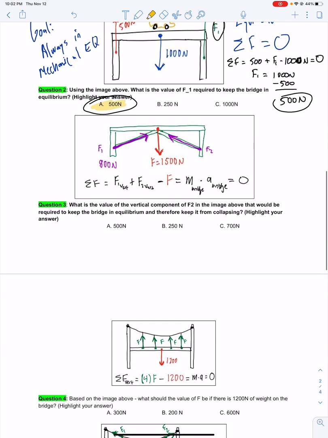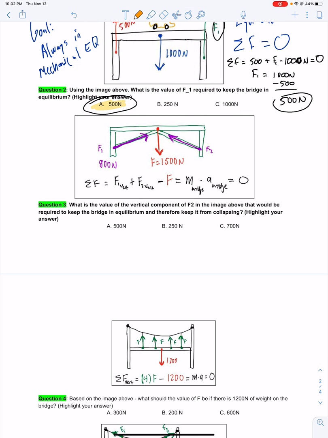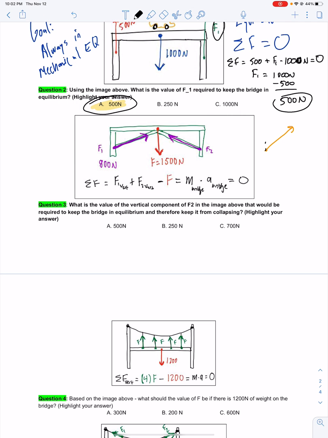All right, so next question. This is a truss bridge. What is the value of the vertical component of F1 and F2, F2 in particular, in the image above that would keep the bridge in equilibrium and therefore keep it from collapsing? All right, so think back to projectile motion. In projectile motion, we said that all diagonal arrows we can actually break up into a vertical component and a horizontal component. And so the same is true with forces.